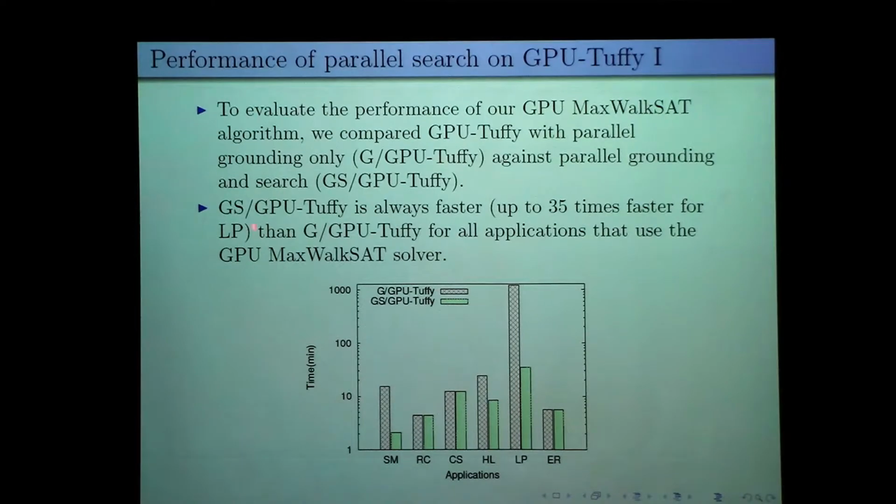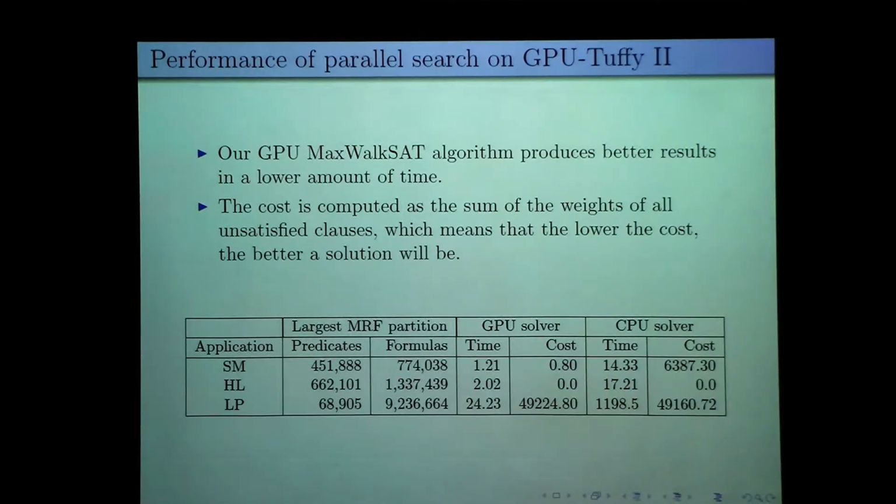And what we found is that our max-Walksat algorithm is very good. It's always faster. Well, this GS GPU Tuffy is always faster than G GPU Tuffy for applications that use the solver. Not all applications can use the GPU solver because some applications have a very small Markov random field, and it is not convenient to use the GPU to solve the search problem. Well, the result was that it produces better results in a lower amount of time.